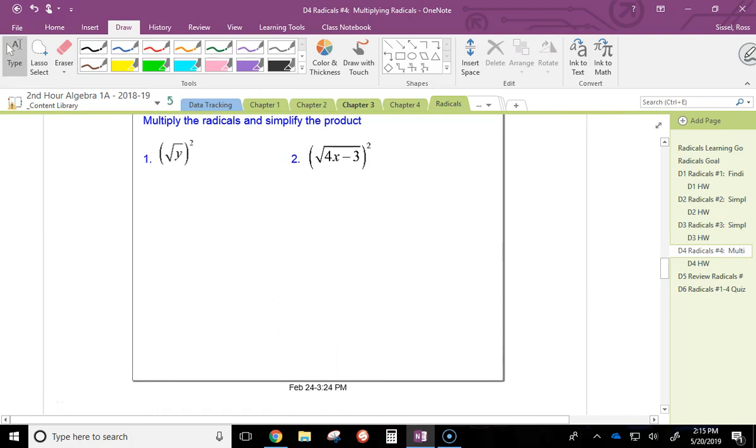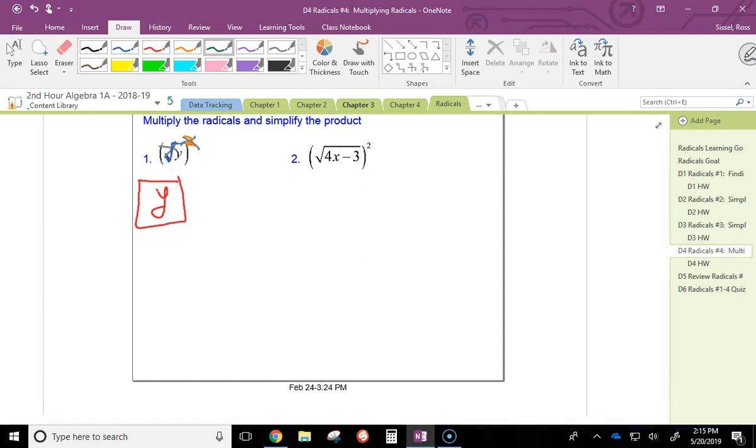Multiply the radicals and simplify. We've already kind of discussed this. I have the square root of y, and I am squaring it. Remember, squaring undoes the square root. They cancel each other off. My final answer is just y.